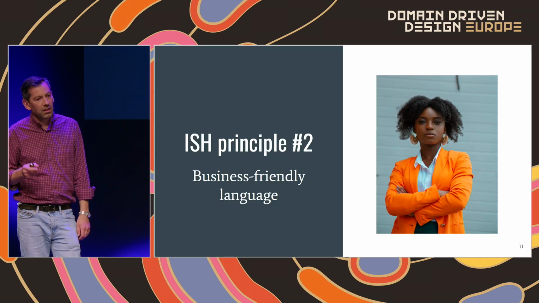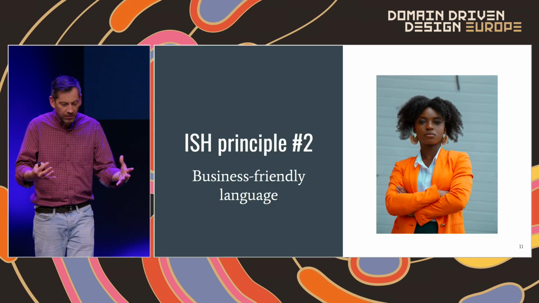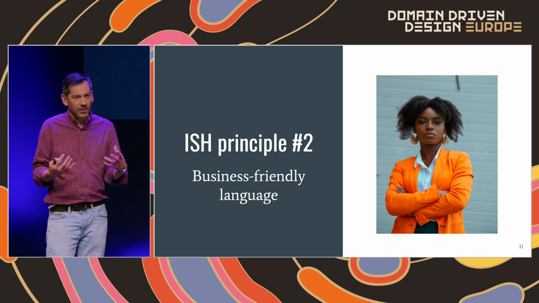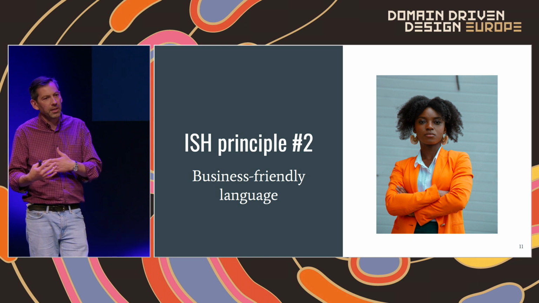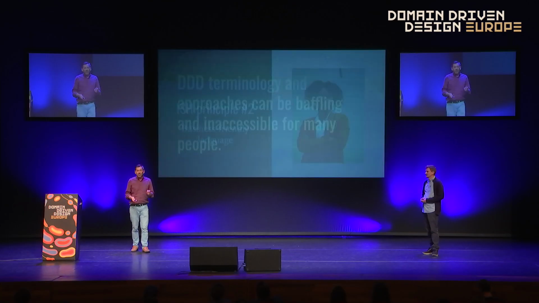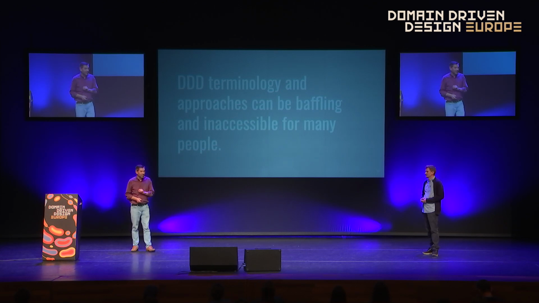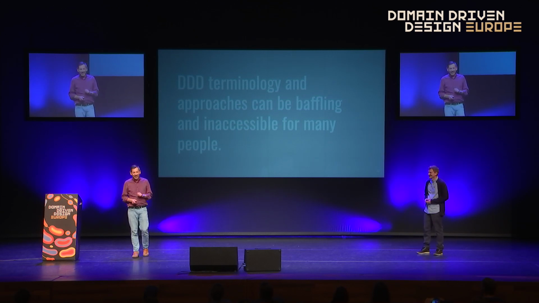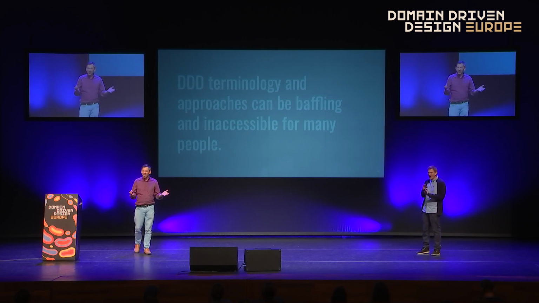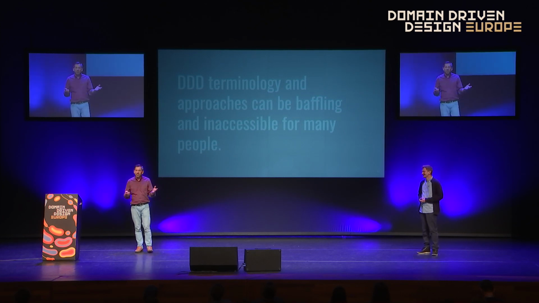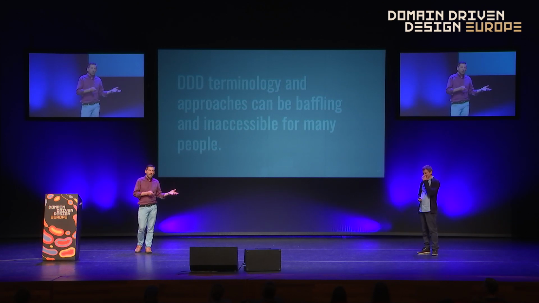The second principle is that we wanted to find a business-friendly language to use when talking about boundaries for teams and systems. Because if we're going to be super honest, some DDD terminology and approaches can be a bit baffling and inaccessible for many people. So we need something that's a bit more business-friendly, a bit more intuitive.